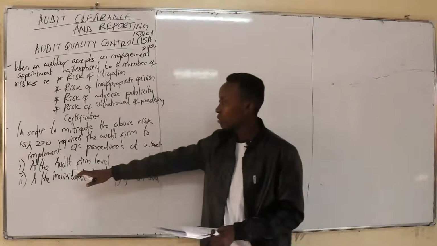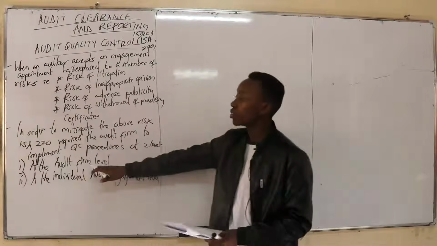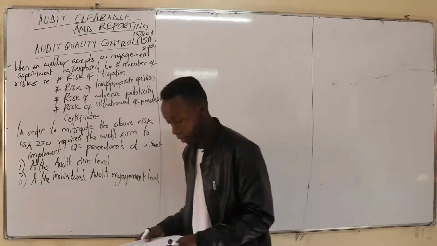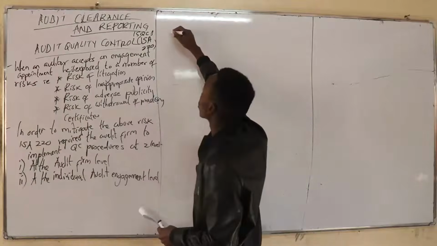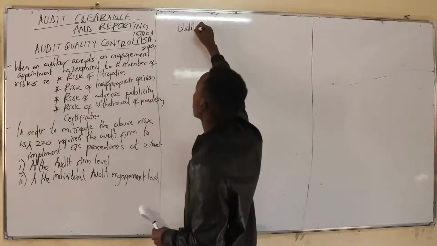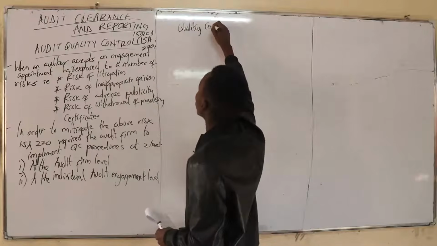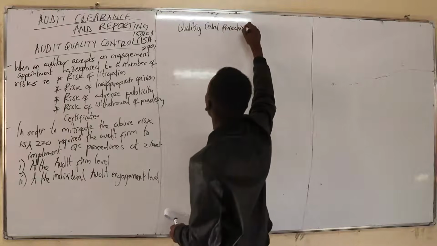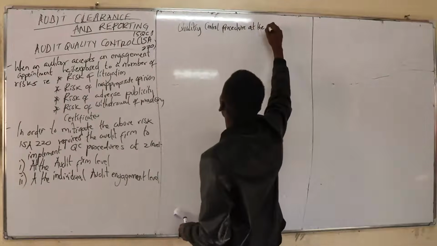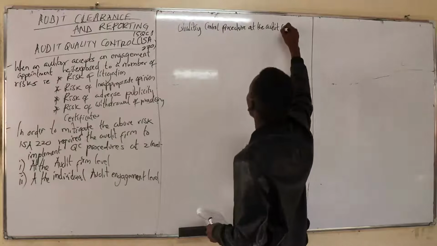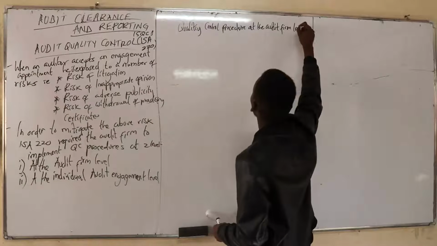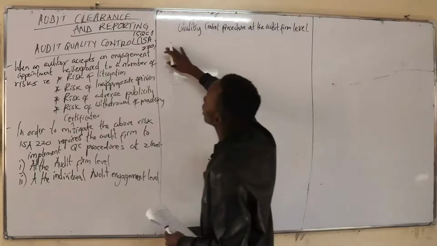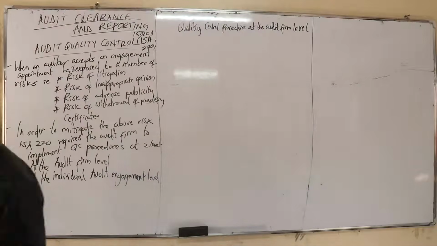So with that being said, we can start with quality control procedures at the audit firm level, or what you're saying, the basic elements of the quality control procedures.